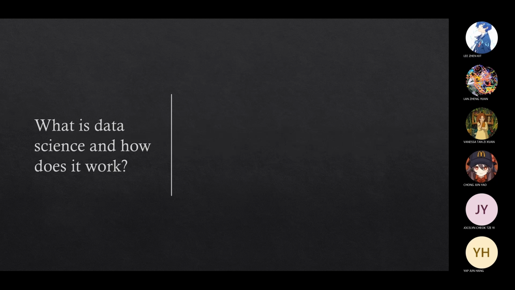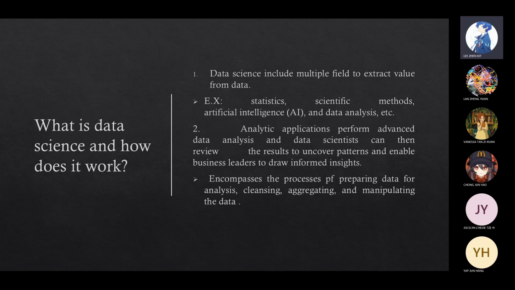Subtopic 1 will be explained by me, Lee Zhenyit. Subtopic 1 is titled, What is Data Science and How Does it Work? Data science combines multiple fields including statistics, scientific methods, artificial intelligence, and data analysis to extract value from data. Data science encompasses preparing data for analysis, including cleansing, aggregating, and manipulating the data to perform advanced data analysis. Analytic applications and data scientists can then review the results to uncover patterns and enable business leaders to draw informed insights, if used for business.